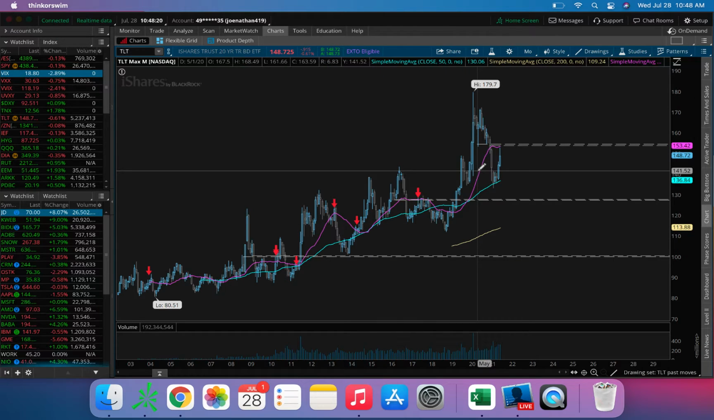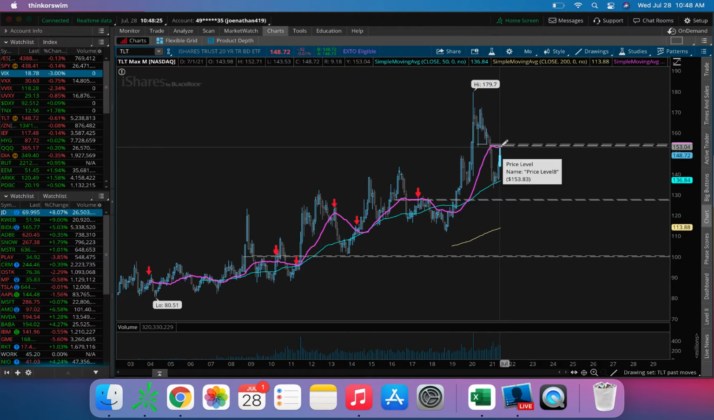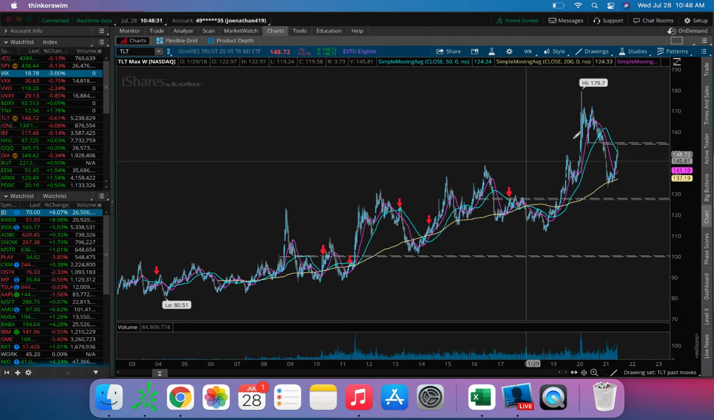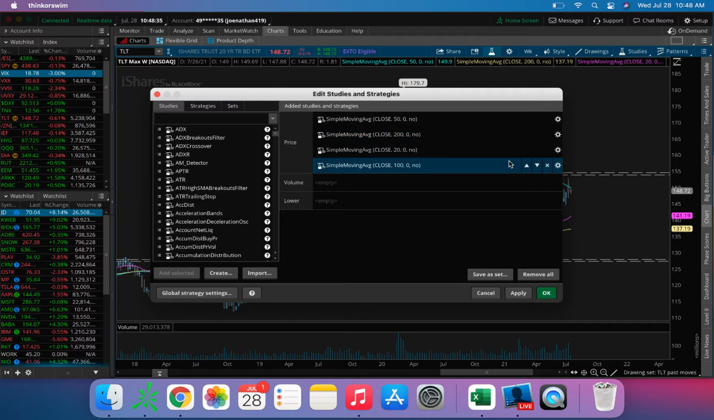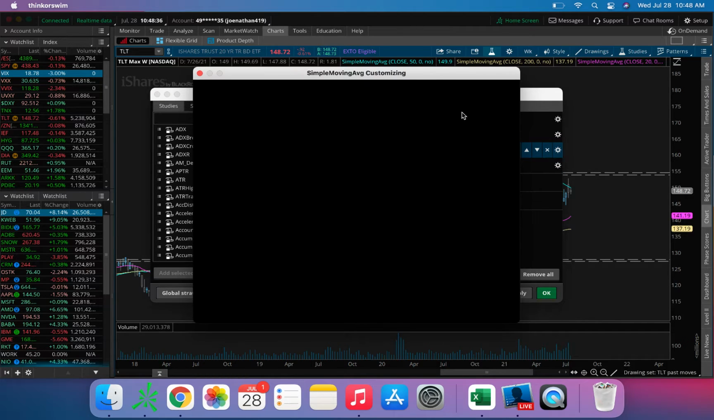So basically, what needs to happen is that we are in between the 20 and 50 moving average on the monthly, that we are reaching the 50. Oh, sorry, I forgot one of the indicators. The 100.